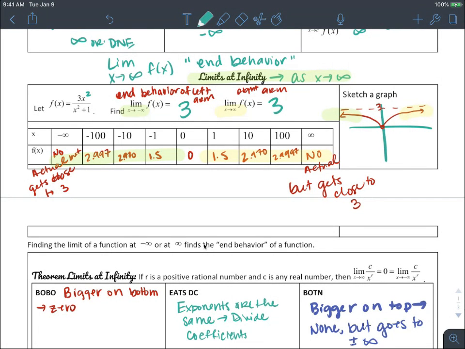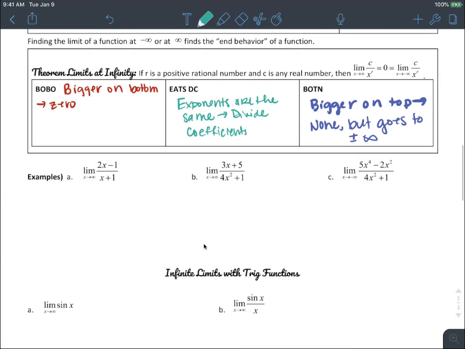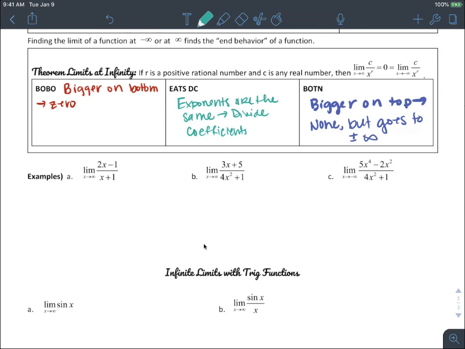So it's really important to remember about limits at infinity that we're talking about the x values. So on the ends, another way we're talking about this is the end behavior of the graph. So just like we did in rational functions, this is the end behaviors. So we had some rules for end behaviors. Remember Bobo, Botan, and Eats DC? This is them. So if it's bigger on the bottom, so the degree of the denominator is bigger than the degree on the top, then the asymptote is going to be at 0.